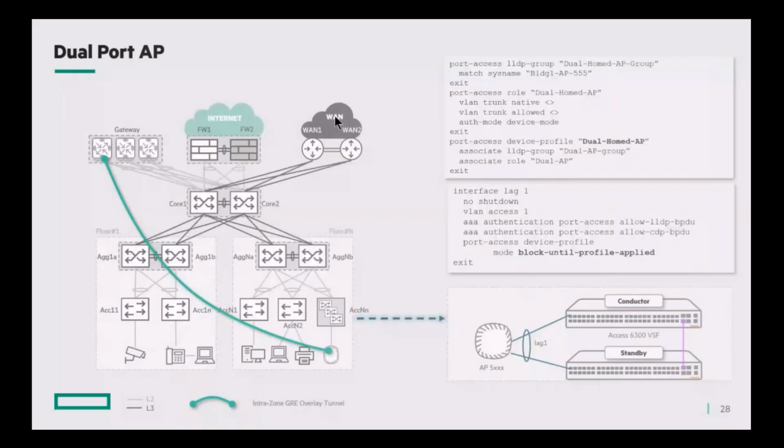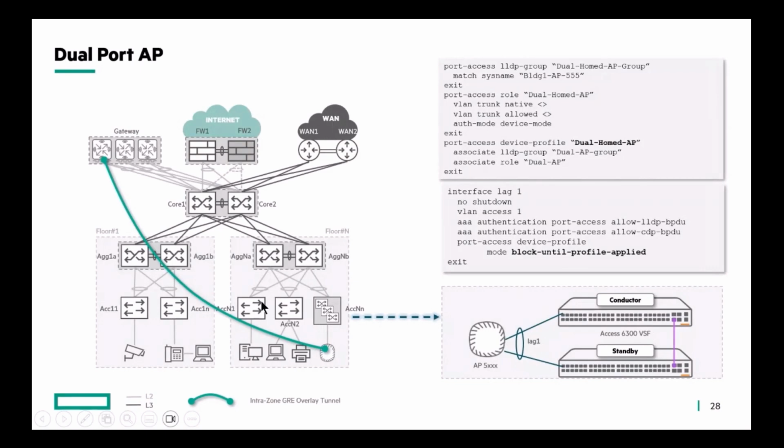So let's see the demo. Here is a three-tiered architecture with the access, aggregation, and core switches, and my AP is connected to the access switch, which is a two-member VSF 6300. I'm using AP 555 for this purpose, and it is connected over a lag interface to the conductor and the standby: ETH0 to the conductor and ETH1 to the standby. This is the configuration I'll be using for the demo.